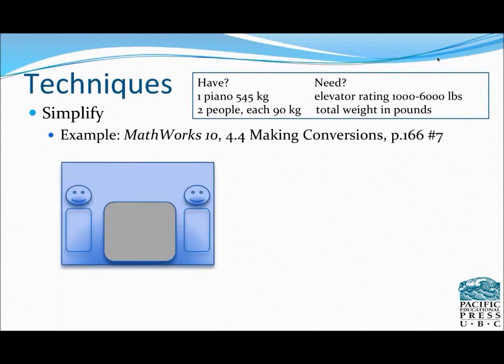So first of all, draw a diagram if applicable. Here's our people, here's our piano, there's their masses. Add it up, and we get a total of 625 kilograms.